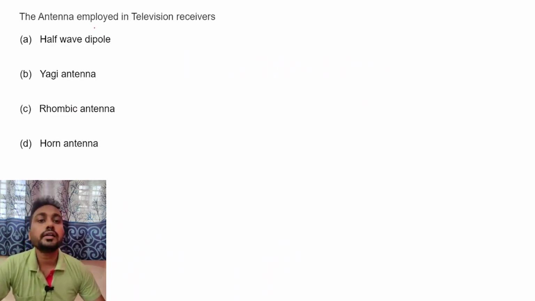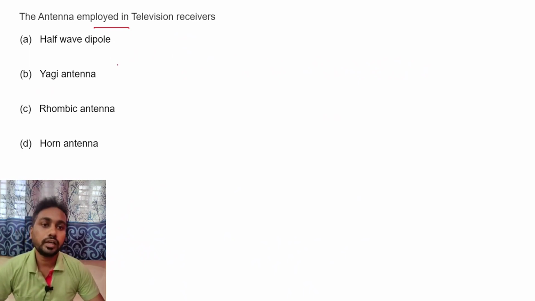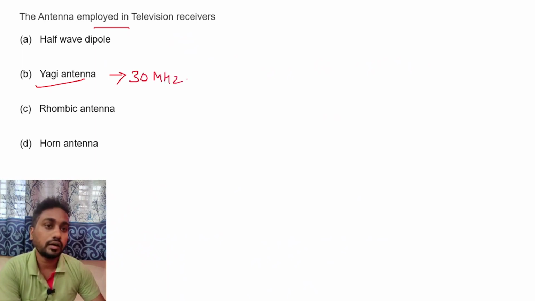Now, the antenna employed in a television receiver. In television, what kind of antenna are we using? Earlier we used the Yagi Uda antenna for TV. If you see the range for the Yagi Uda antenna, it is 30 megahertz to 3 gigahertz. Sometimes they will ask about the range of frequency also, so remember this one.